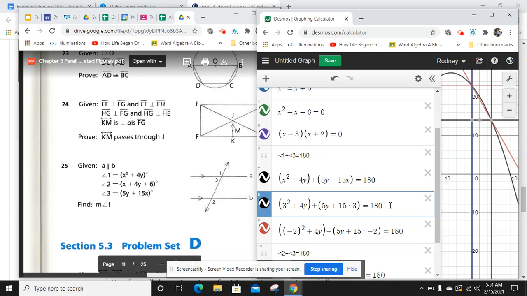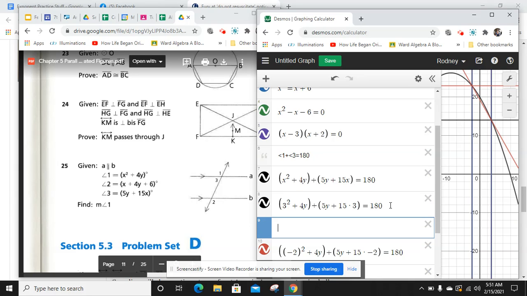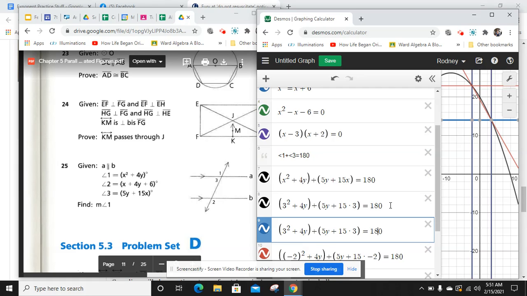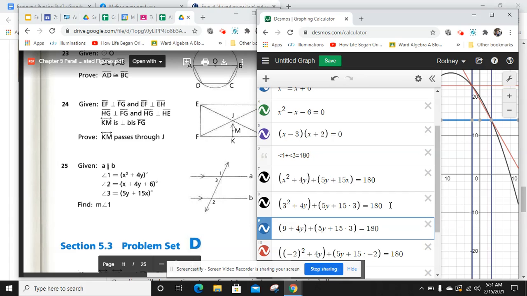Okay, so let's work through this. So this will become 9 plus 4y. And since it's all addition, I can drop the parentheses. This becomes 15 times 3 is 45.